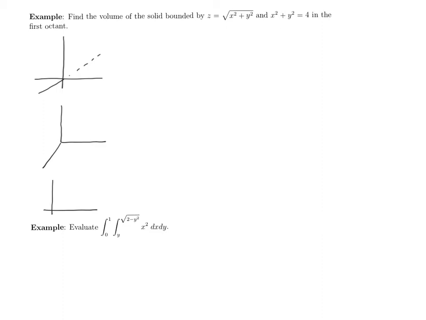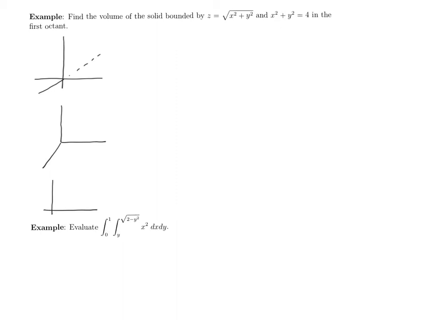As a reminder, one of the standard types of problems that we will encounter and continue to encounter is where we ask you to find the volume of some solid which we have described. In this case, it's going to be the solid bounded by the surface z equals the square root of x squared plus y squared, and x squared plus y squared equals 4, restricted to the first octant.